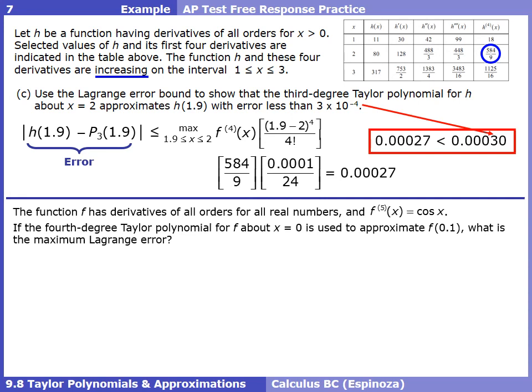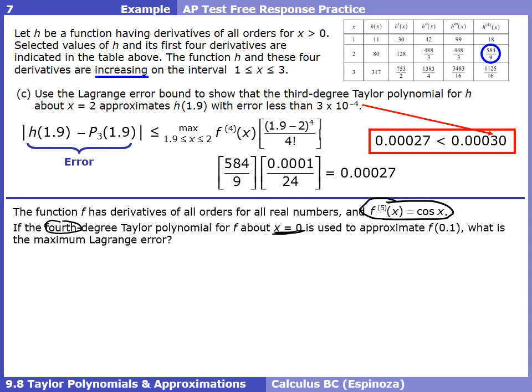Here we have a function f, but we don't know it. They give us a fifth derivative of this function f, and we want to use a fourth degree Taylor polynomial about x equals 0, so this would be a Maclaurin polynomial, to approximate f of 0.1. And I want to find, again, the Lagrange error bound.